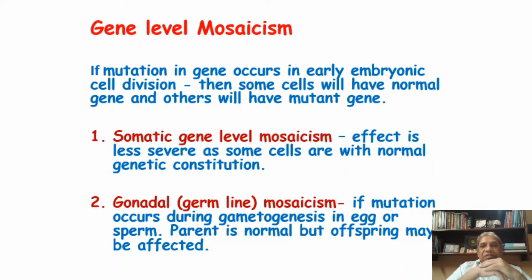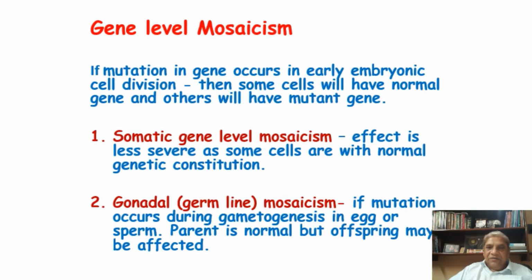So this kind of mutation in a gene which has taken place in early embryonic life after fertilization, when cells are dividing by somatic cell division, is called somatic gene level mosaicism. Again there will be two different cell lines with two different genetic constitutions, one with the normal gene and another with the abnormal or mutant gene. Now forget about this somatic gene level mutation. Another gene level mutation takes place in the gonads.